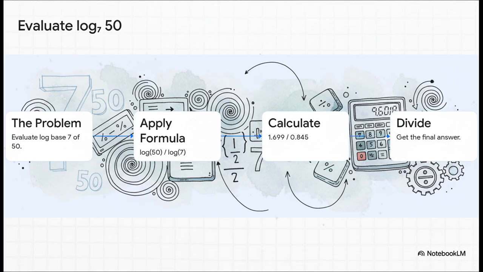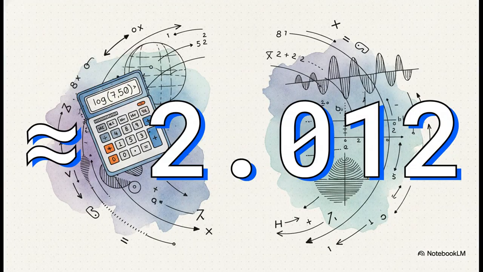Okay, let's put this thing to the test with our original problem, finding the log base 7 of 50. Using the formula, we just rewrite this as log of 50 divided by log of 7. We can punch each of those into our calculator, get the two values, and then just do the final division. And that gives us our final answer, approximately 2.012.